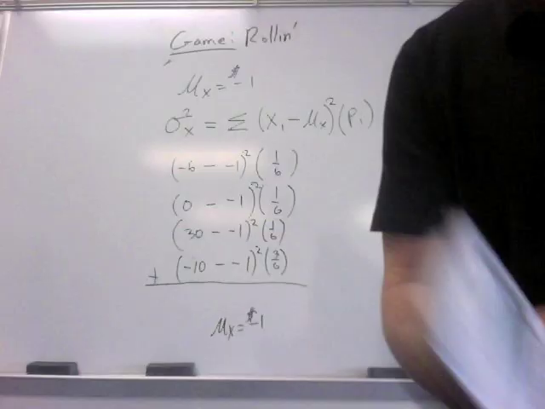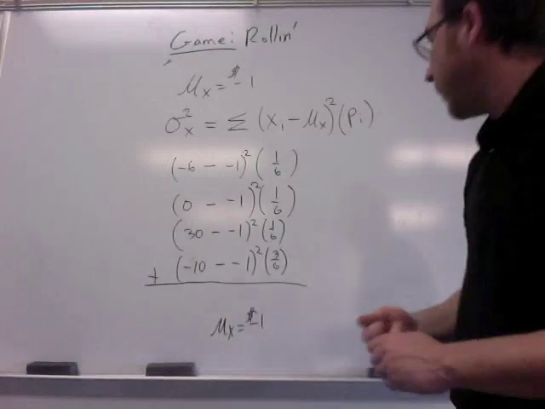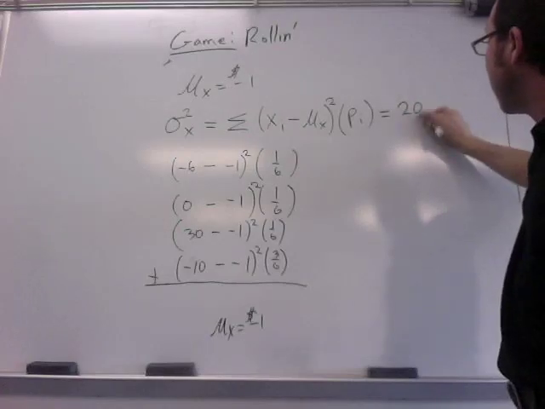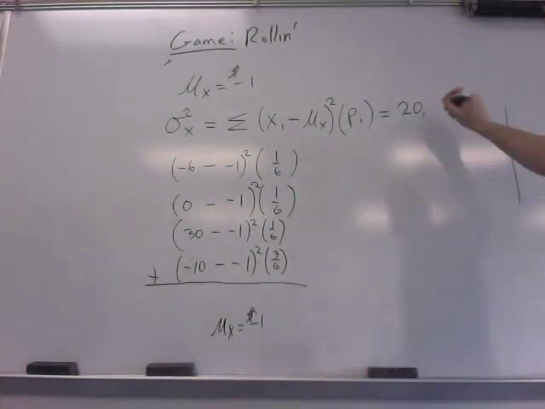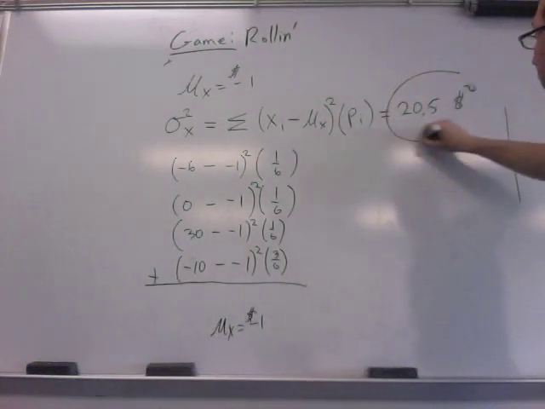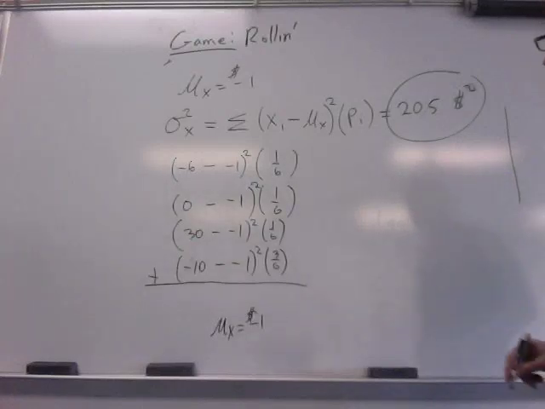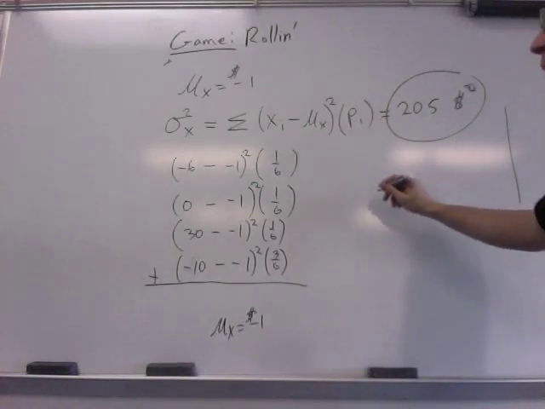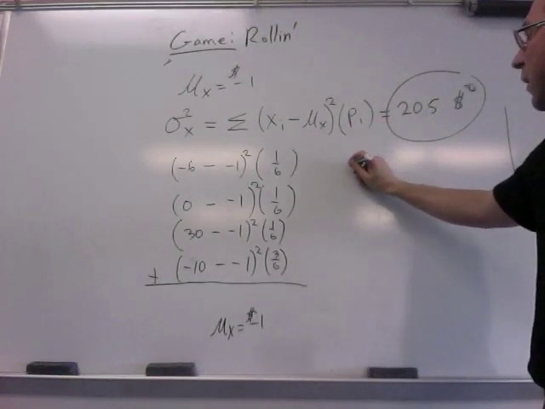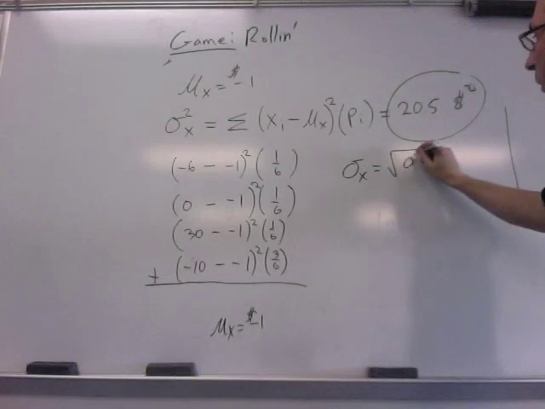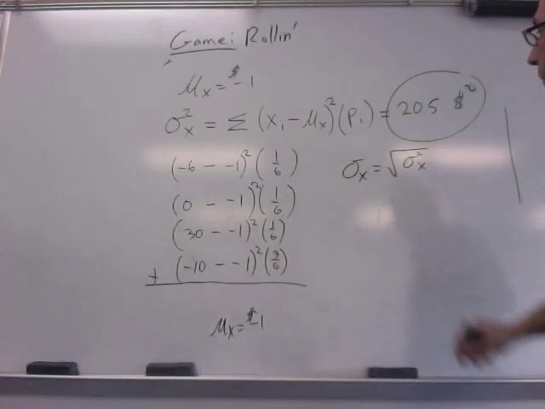$205 squared. So the answer to this question is $205 squared. And that's very clumsy to work with. Variance is always expressed in terms of units squared, and that's pretty clumsy. So because of that, we usually turn the variance into the standard deviation. And the standard deviation is just the square root of the variance.